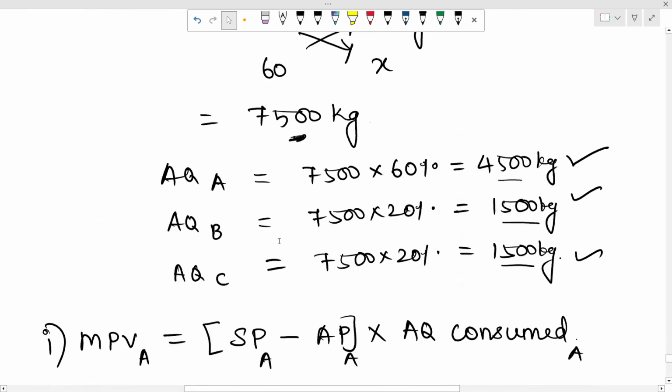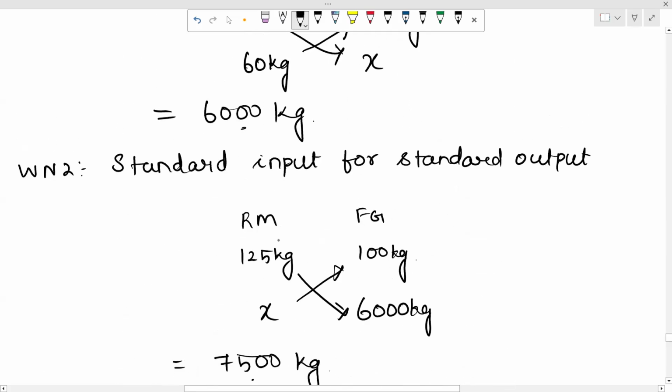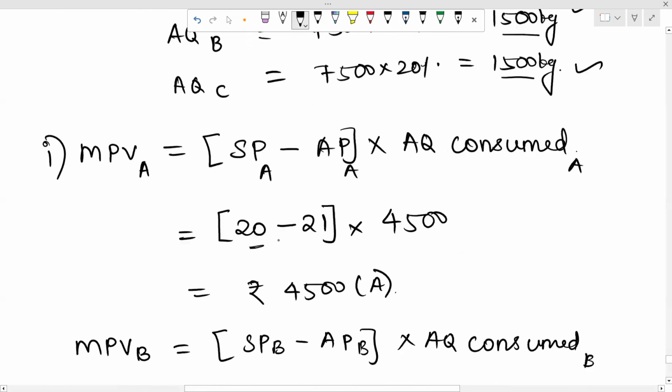Can we directly compare this 3,750 and this 4,500? No, it cannot be compared because this 3,750 kg of raw material is the standard quantity for this 6,000 kg. So it is standard input for standard output, right? But did we actually produce 6,000 kg during the period? No, we actually produced only 5,600 kg. So standard output is different, actual output is different. So we cannot directly compare this 3,750 kg and this 4,500 kg.